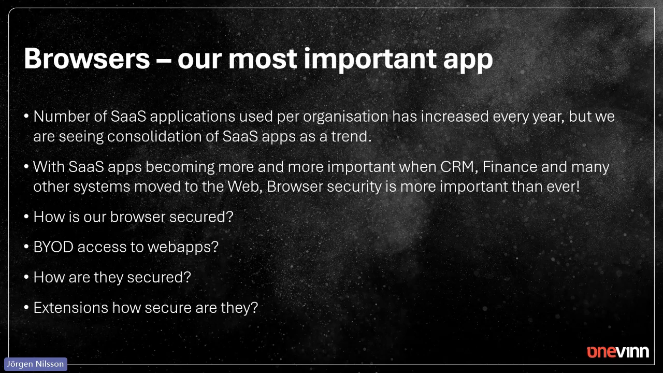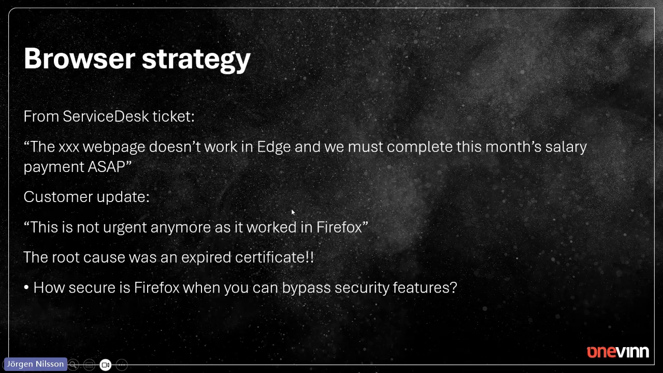But with SaaS apps becoming more and more important, CRM, finance, and everyone moving to the web, browser security and browser management is more important than ever, because that's where we do our main work nowadays. So how are your browsers secured? How do we manage bring your own device access to web apps? How are they secured? Extensions, how can we secure them? And how secure are the ones we're actually allowed to use?